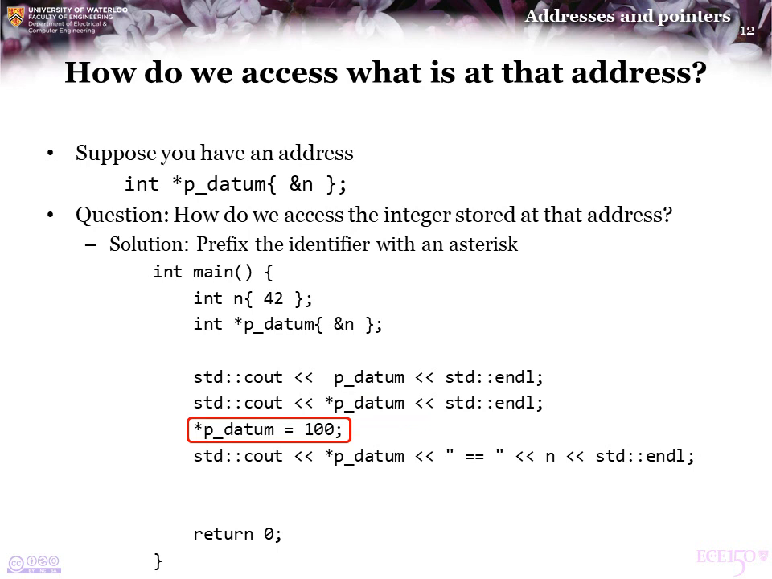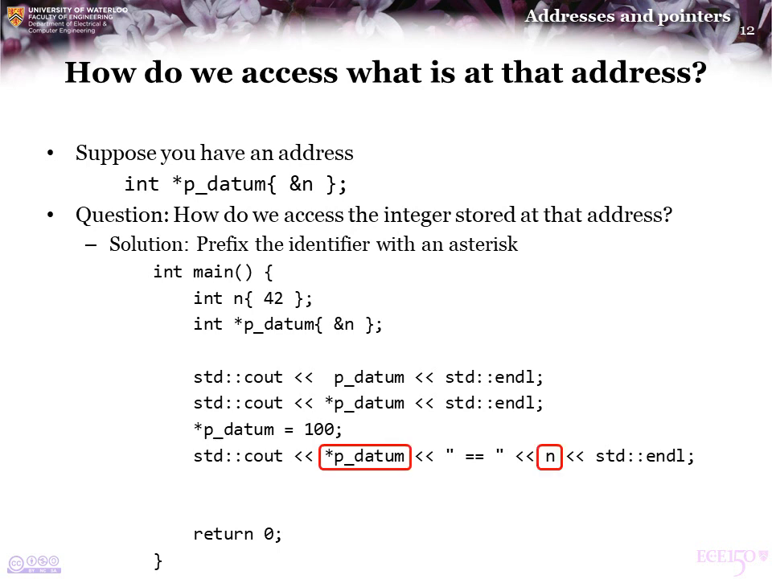However, now I can tell the compiler to issue an instruction to assign to what is at that address the value 100. This does not change the identifier p_datum, but rather it says what is at that address is assigned the value 100. And of course, since p_datum is storing the address of n, star p_datum assigned the value 100 is the same as assigning the local variable n the value 100.